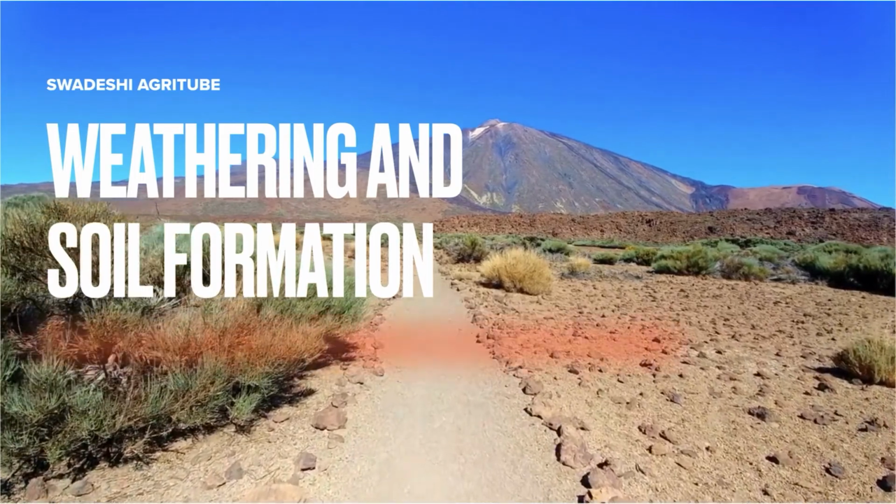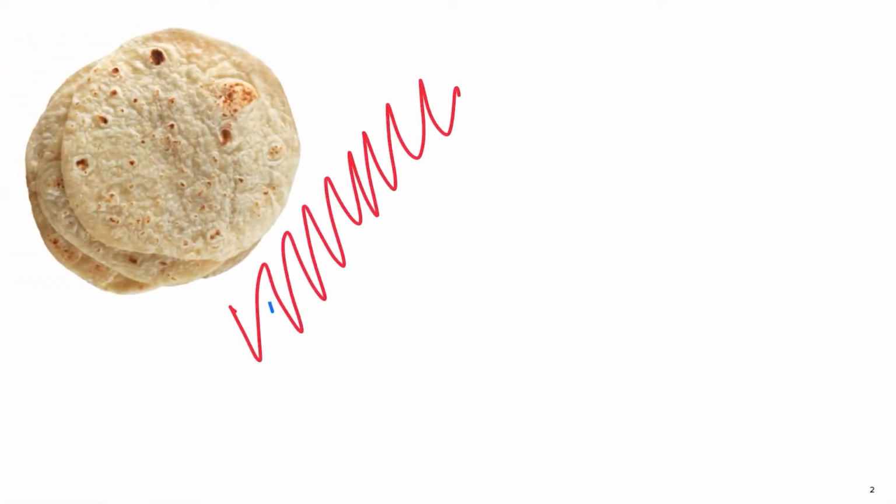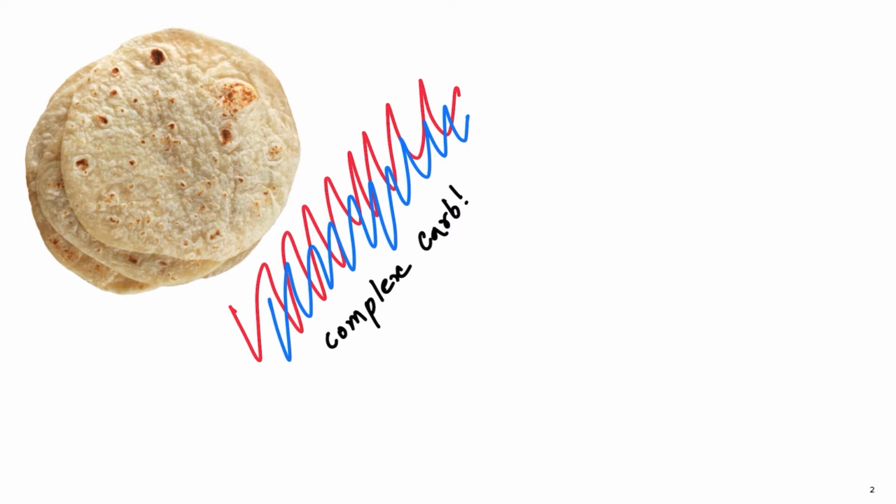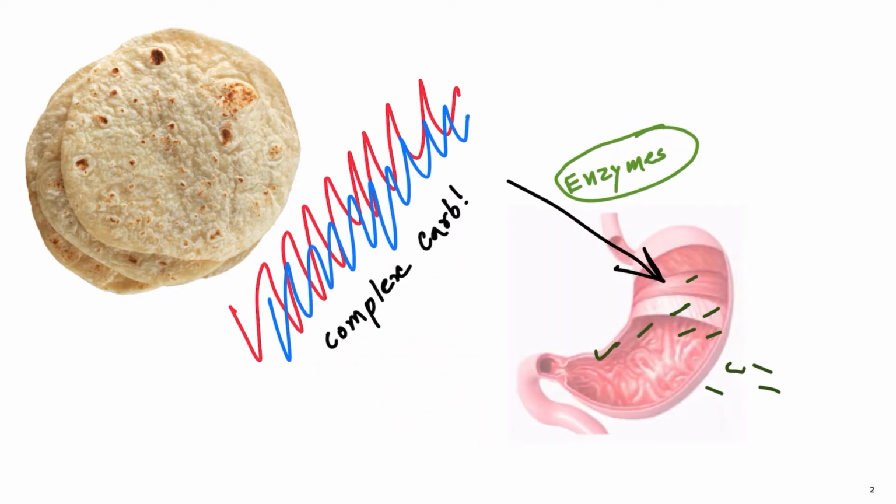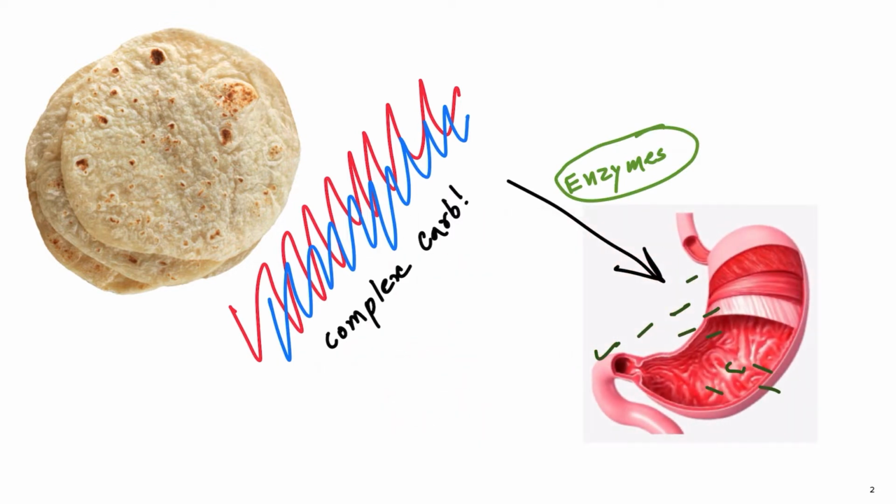So basically, whenever we eat bread, it has complex carbohydrates, and those complex carbohydrates break down into small parts as simple monomers by the enzyme, and then we are able to absorb that in our stomach. So it is happening also in the case of soil formation. You can see the complex parts break down into smaller parts.